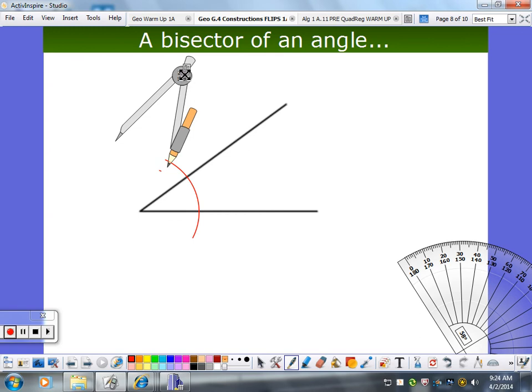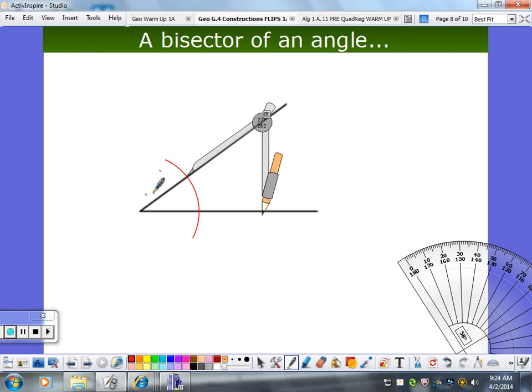Okay. Now you're going to open this a little bit wider, and you're going to take your pointy bit and put it on the intersection of the arc you drew with that ray. Or you can start with the other side, it doesn't really matter. And then you're going to draw an arc.